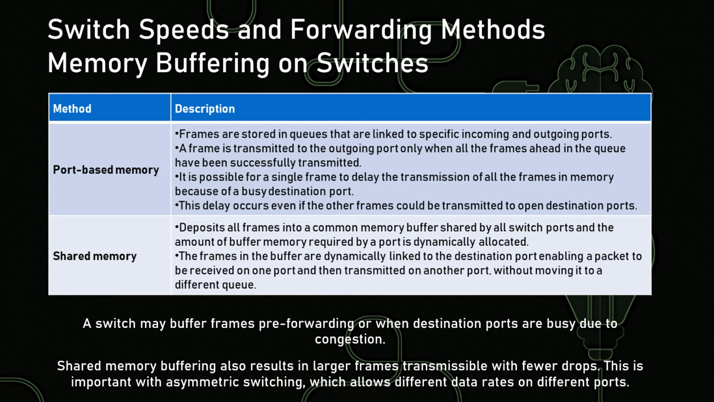As I said, this buffering process may occur whenever destination ports get busy. Shared memory buffering also results in larger frames transmittable with fewer drops. This is important with what's called asymmetric switching, meaning that different ports can have different data rates, so that we can prioritize traffic a little bit differently.